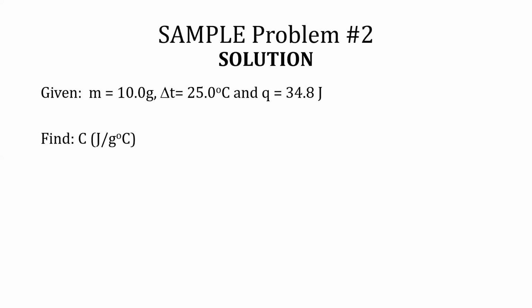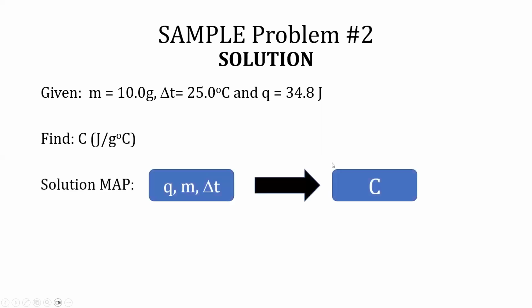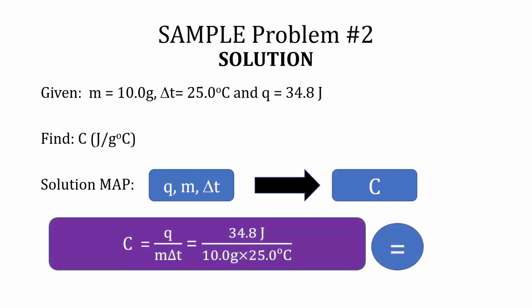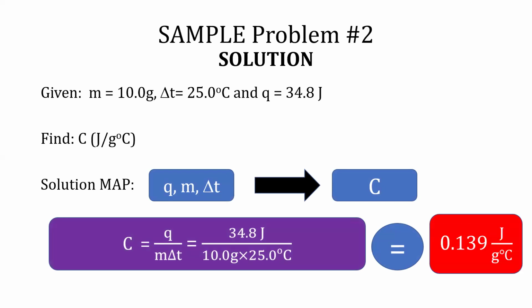One needs to find the specific heat capacity, C. The solution map is Q, M, and delta T, and eventually obtaining C, or specific heat capacity. After plugging in the numbers, C for mercury is 0.139 joules per gram degree Celsius.